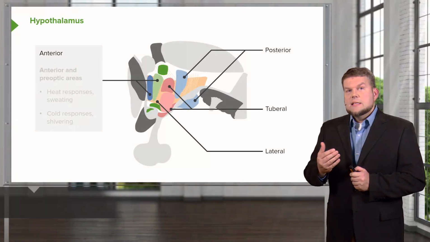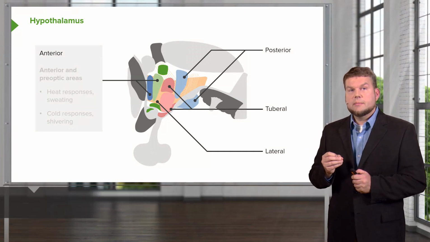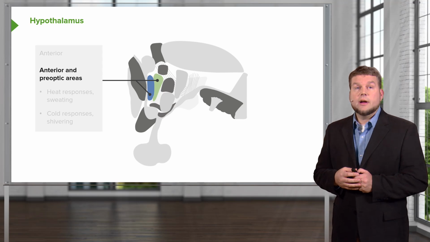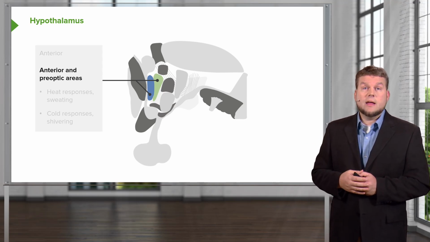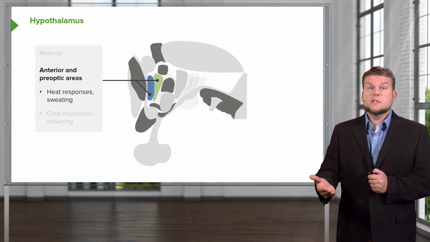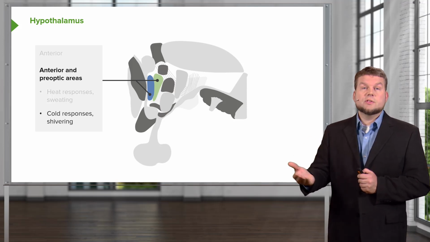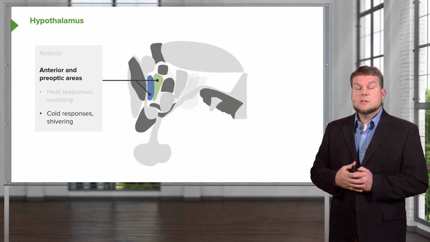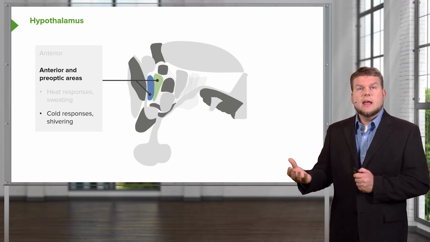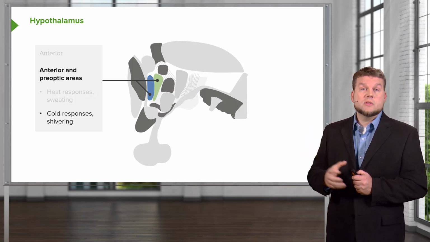Where might these specific EP3 receptors be located? It seems like they are located most prominently in the anterior and preoptic areas of the hypothalamus. And why these are important is for responding to temperature changes, such as heat and cold. So whether you're responding to heat and sweating or cold and shivering, these are the specific hypothalamic nuclei that we would be most concerned about.